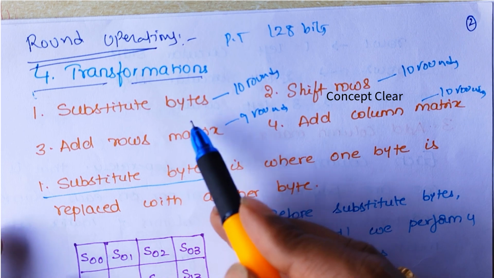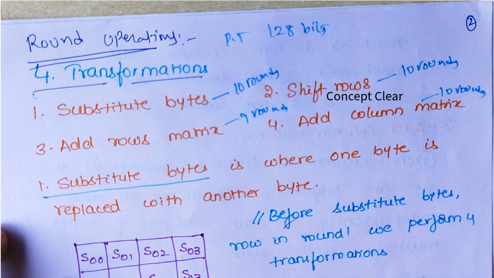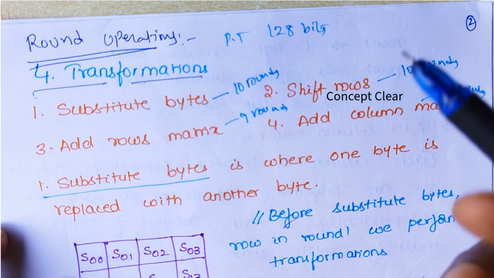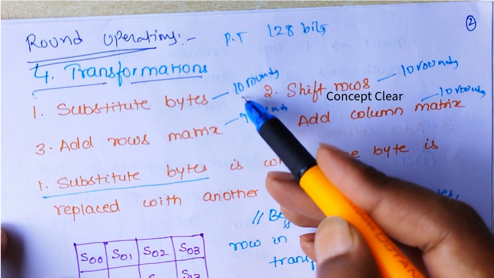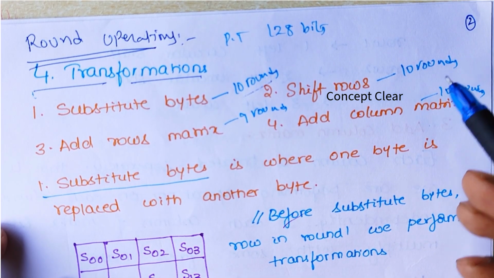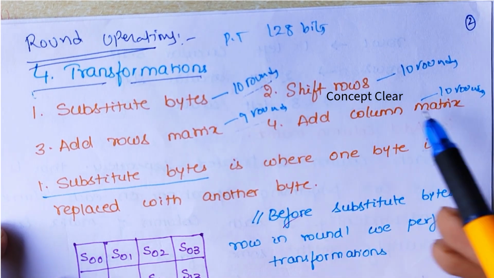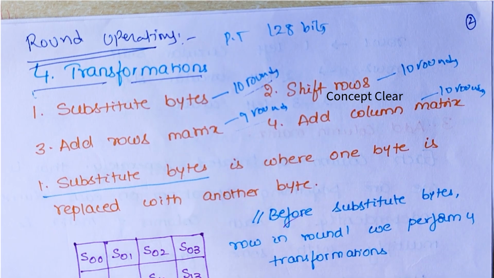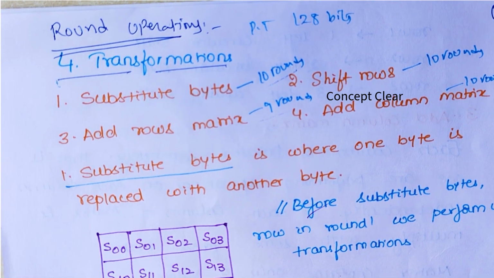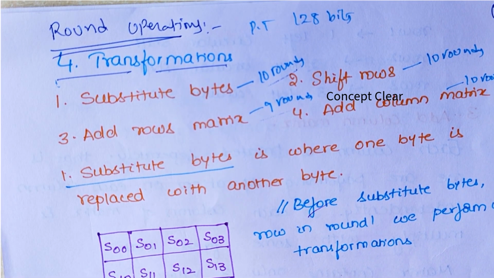If you take 128-bit plain text and key size, we perform 10 rounds. The first operation, the second operation and the fourth operation will be performed in each and every round, and in the last round, the third one will not be performed.